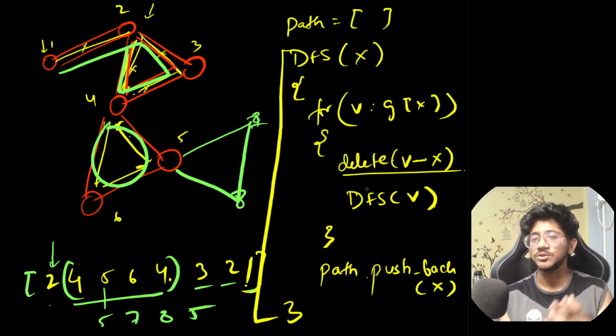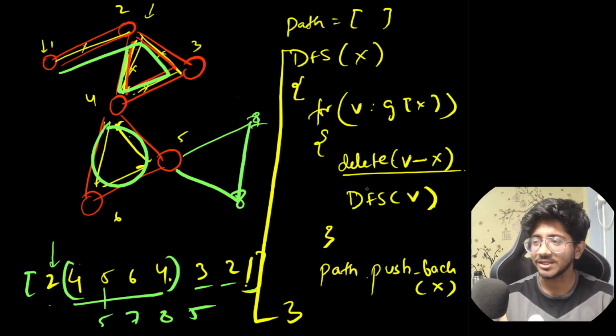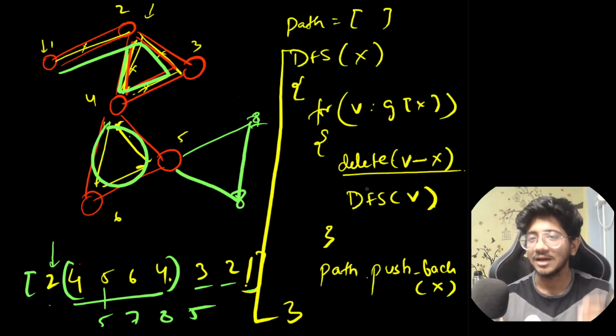Go ahead and code this up using a vector of set, and then maybe you can think about how you actually make it purely V plus E, because if you have a vector of set, you are essentially deleting something and there is a log factor. Can we make it V plus E? I will leave that for you.